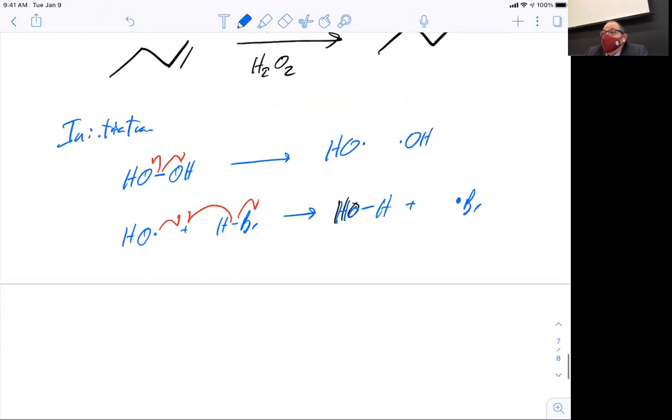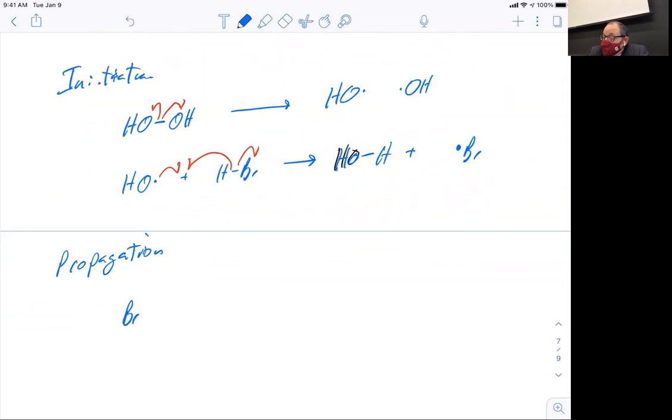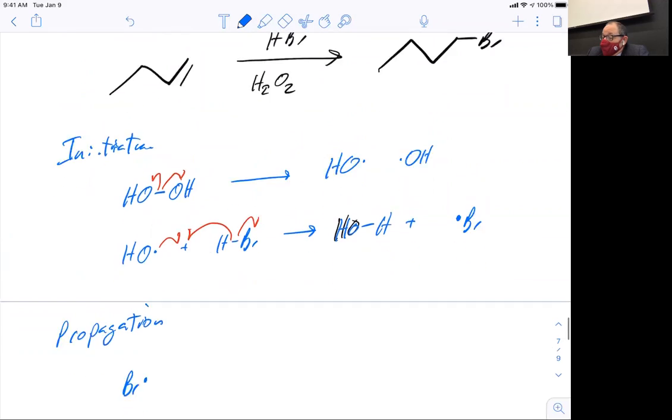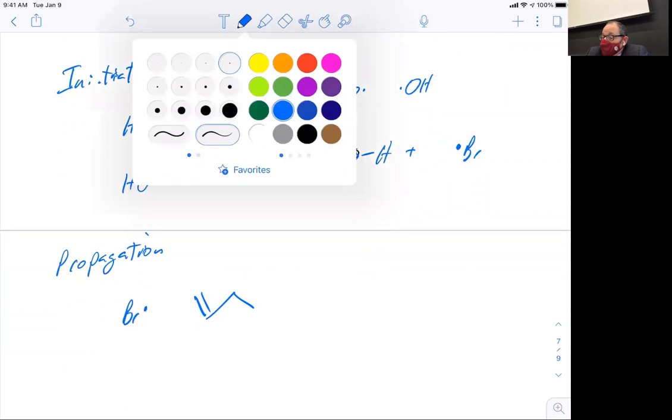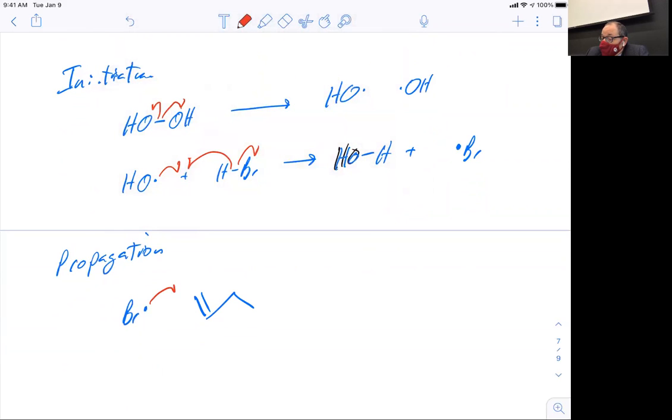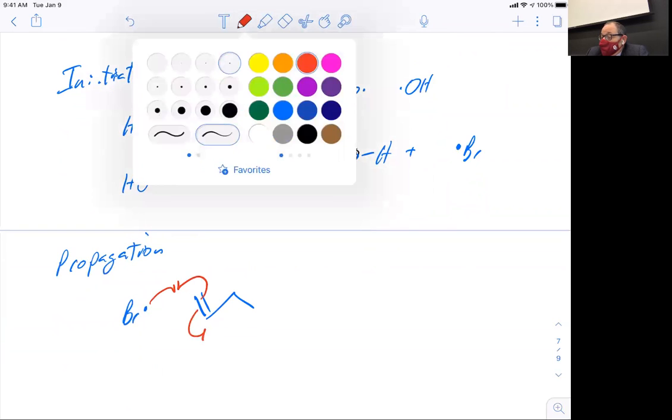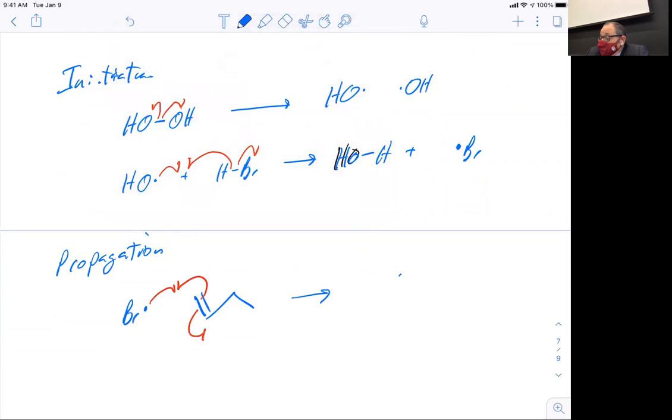Okay, and then the bromide radical is going to be a reactive species. So that gets us to propagation. So in the propagation, I'm going to invert my substrate here just to make it easier. Okay. I'm going to get my radical to react to give me the more stable radical, which means I've got the bromine attached here at the end, forming the secondary radical.